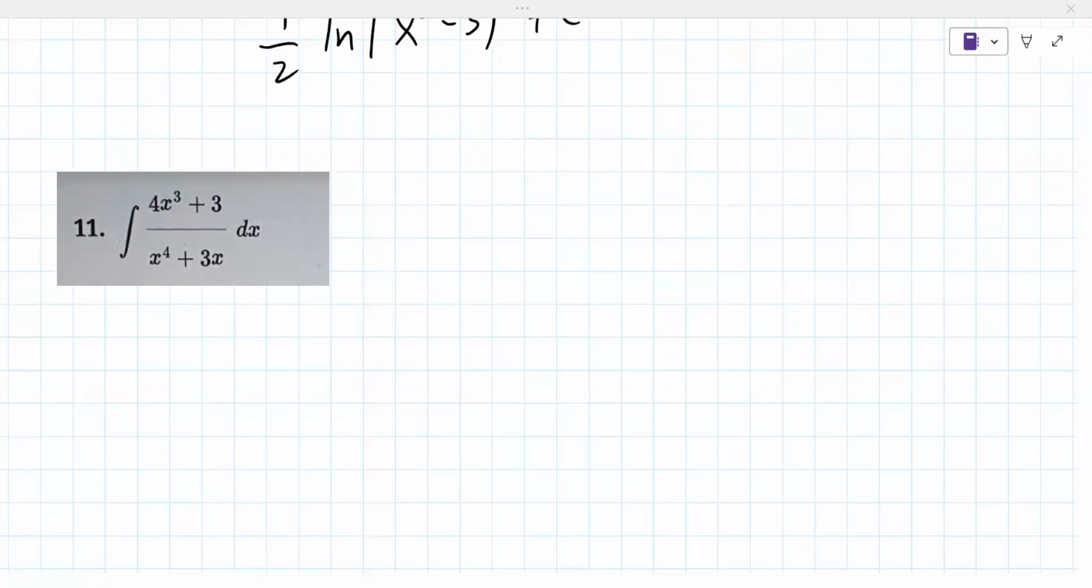So do we keep the top the same? It should clear out when you do your u substitution. You have to take a leap that it's going to work out. That's the whole point of the u substitutions.